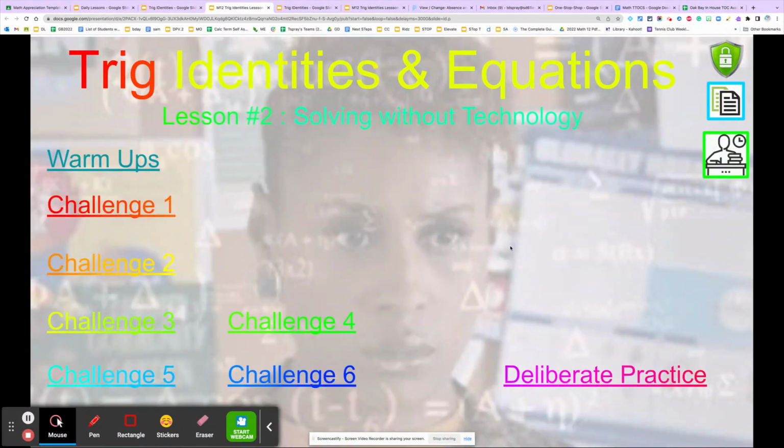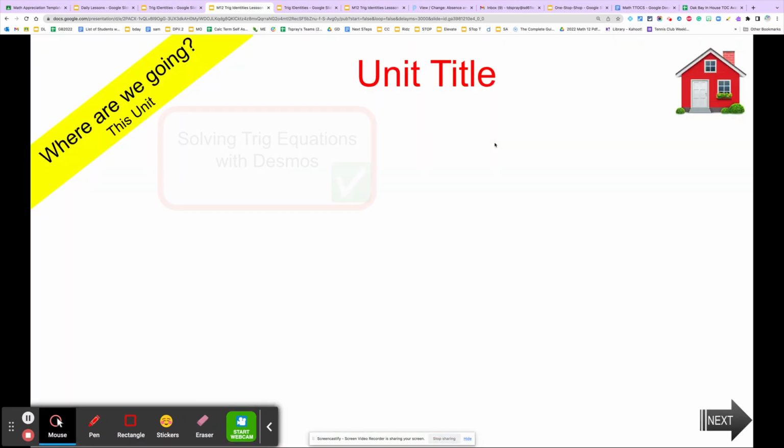All right, so you can see by the look on this woman's face that we are going to need to do some problem solving. She's deep in thought and lots of ideas swirling around her mind, and we're going to need to make these connections as well. And so today's lesson is solving trig equations without technology. So you don't need your calculator, but you could certainly use Desmos to confirm your answers and to see the answers from more than one point of view.